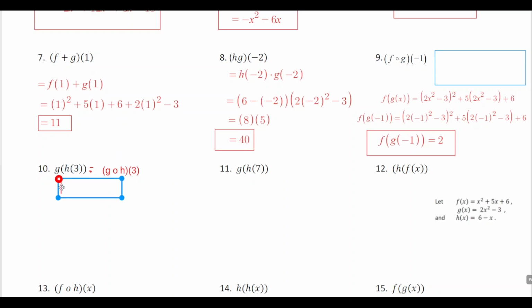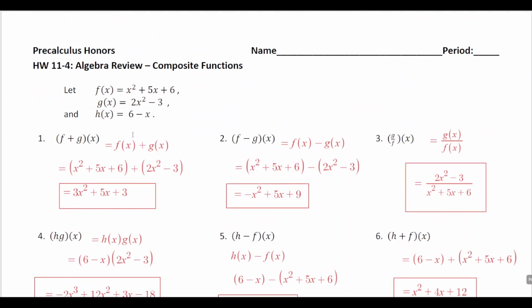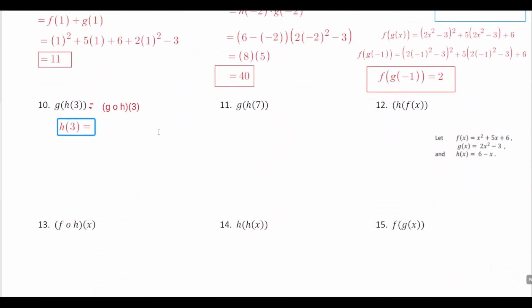So first let's evaluate h of 3. Let's go back to equation mode here. So h of 3 is going to be 6 minus 3. So h of 3 is 3. And then we're going to take that output and substitute it into the g function. So we'll have g of 3. It won't always be the same like this. This just happens to be the way it worked out. But here we'll have g of h of 3, which is 3.